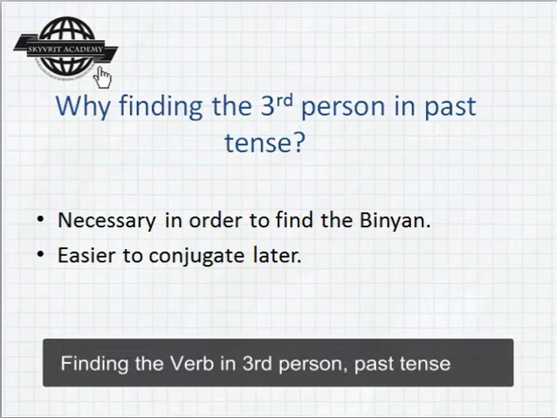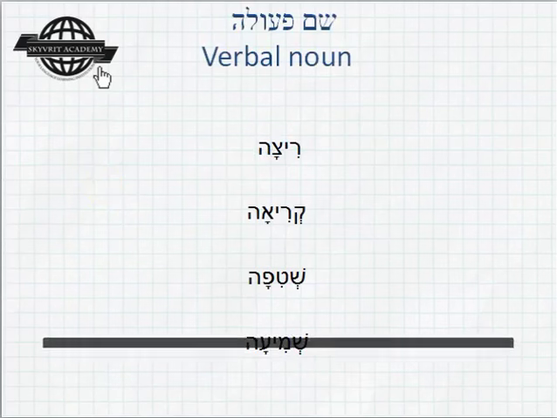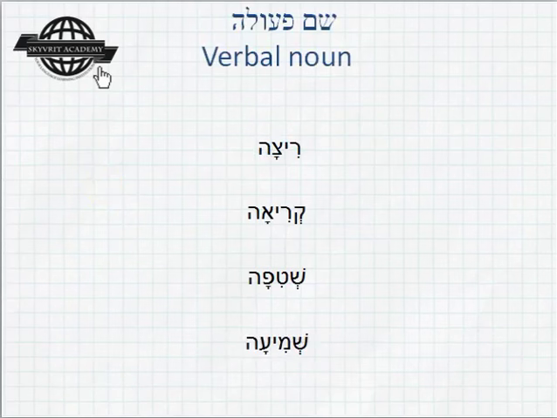So we're going to take a few verbal nouns here, shmot pe'ula. We have four here. Again, this is just for the example, but let's very quickly read them. The first one is ritza. Ritza means running. Kri'a. Kri'a means reading.